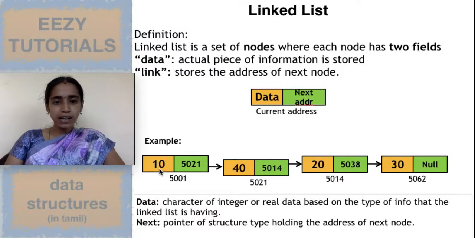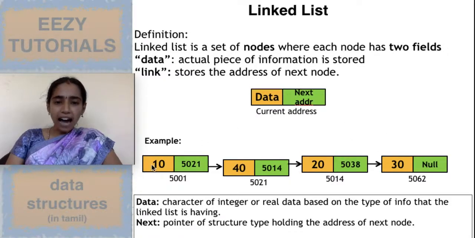So this is an example. My actual data are 10, 40, 20 and 30. So now I am storing this. So 10 is stored in the address 5001. In 5021 I am storing 40. In 5014 I am storing 20. In 5062 I am storing 30. All my data are scattered and stored. I am not using an array, I am not storing all the data in continuous memory. So each data is stored in a different memory location.